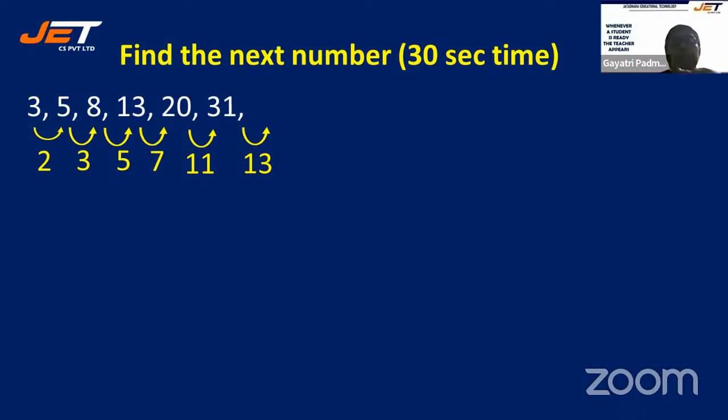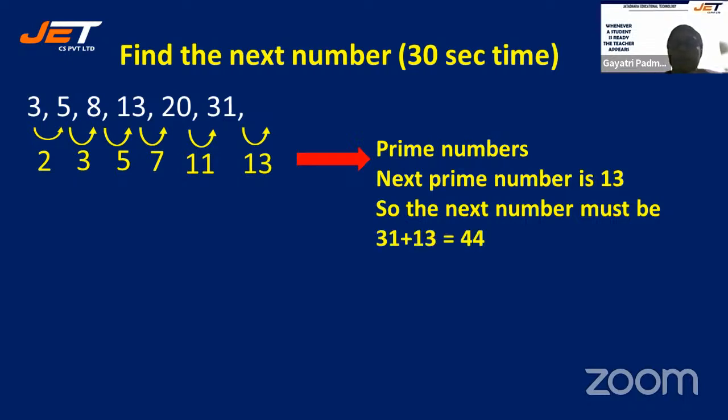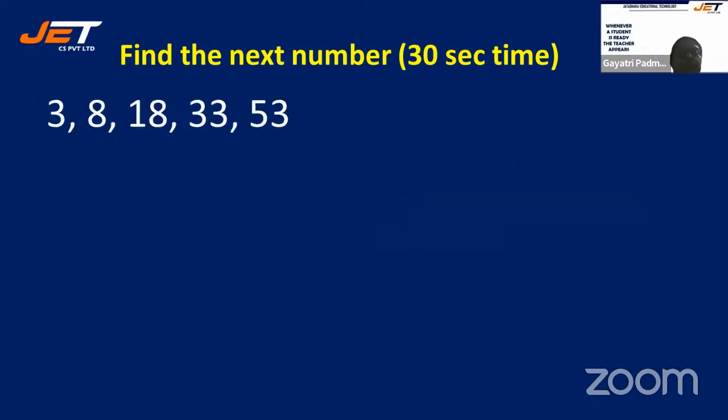So what should be the next? Right? So the next prime number is 13. So the next number must be 31 added to 13, which will give you 44. Yes, students, I'm sure you would have understood this very well because it follows the same set of series, isn't it? All right, let's move on to the next sum.